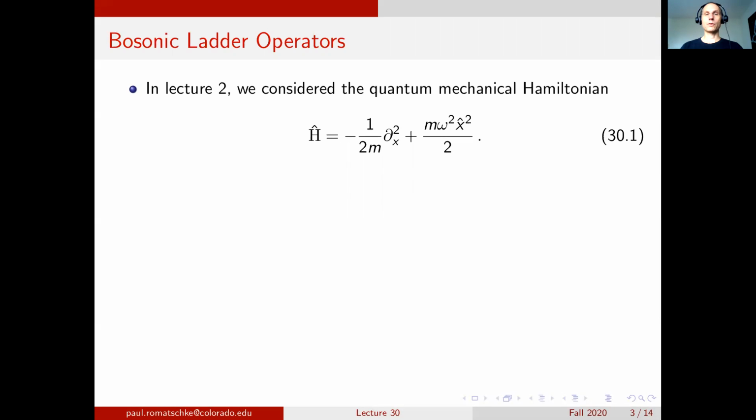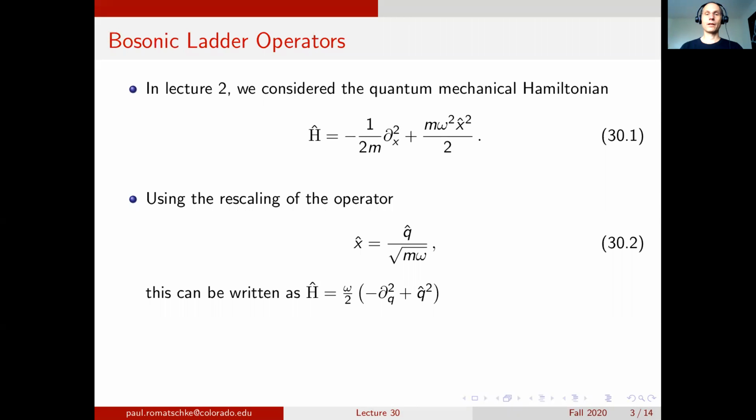To get started, let us review some of the steps that went into our construction for bosonic quantum field theories. In the second lecture, we considered the quantum mechanical Hamiltonian for a harmonic oscillator potential that is reproduced in equation 30.1. We can rescale the operators x hat by introducing new operators q hat that are scaled in the following manner. And if we do so, we can write the Hamiltonian in the form omega over 2 times minus d by dq squared plus q squared.